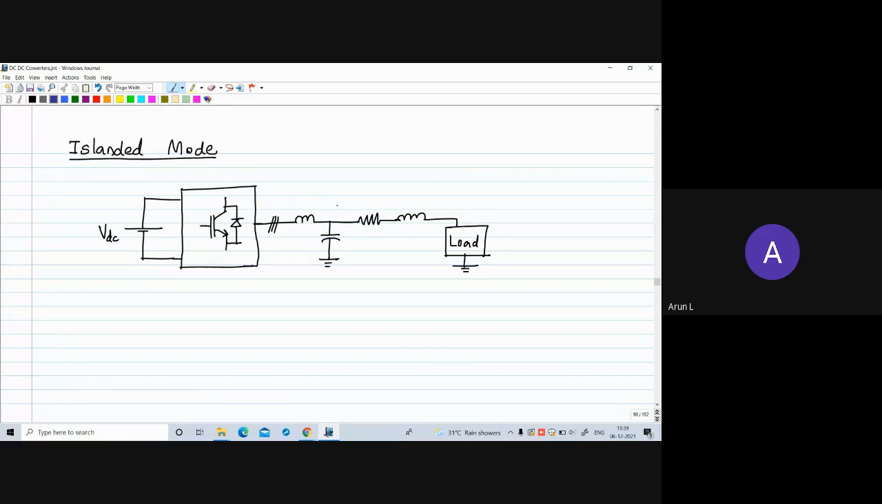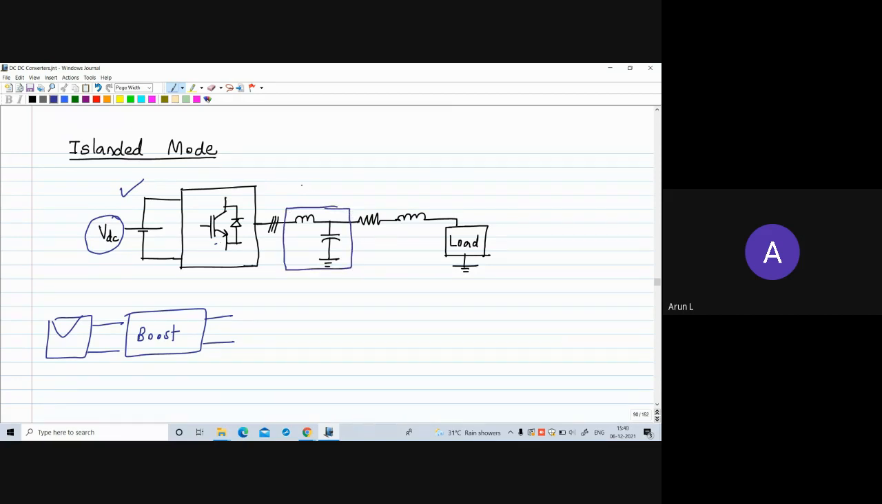The voltage source inverter has a DC link here, and this DC link may be the output of a PV panel. So maybe we have a PV panel, and this PV panel is feeding a boost converter, and the output of the boost converter is fed to this voltage source inverter, and this part forms a filter. So there will be an LC filter, and in some cases there will be an LCL filter. So there will be a filter to suppress the harmonics. Then this part forms a feeder, and after the feeder there will be a load. So this is the topology in islanded mode.